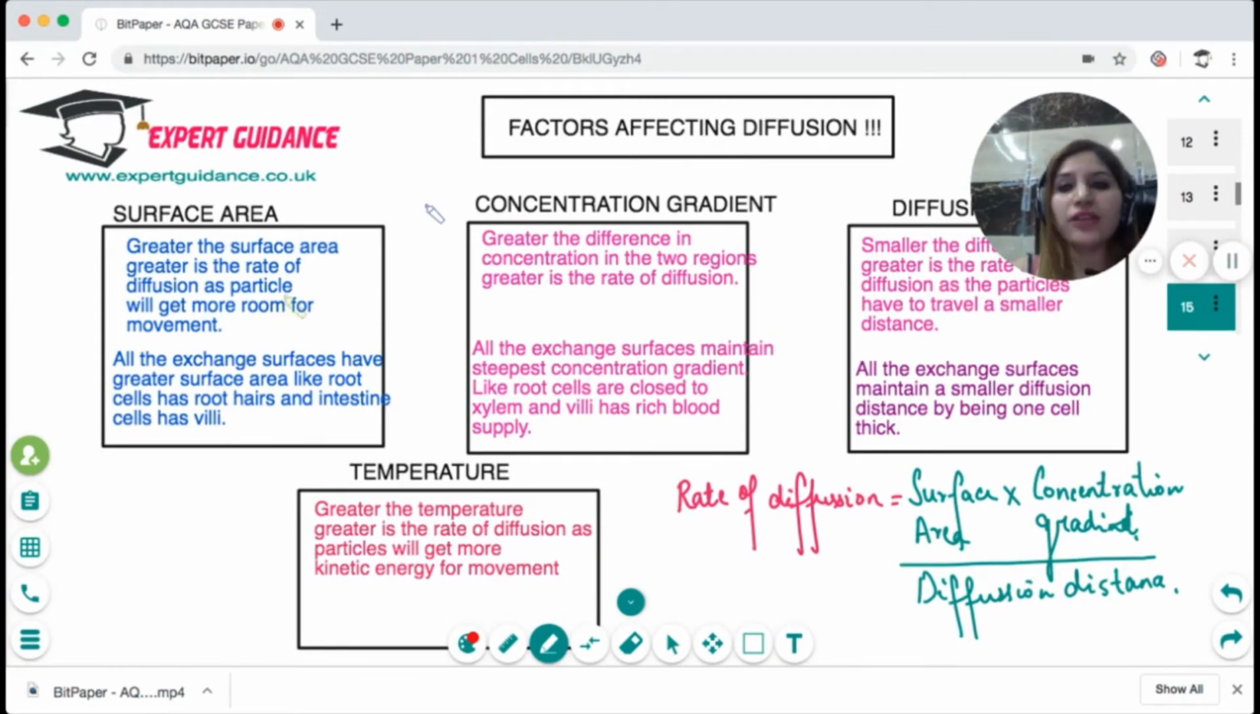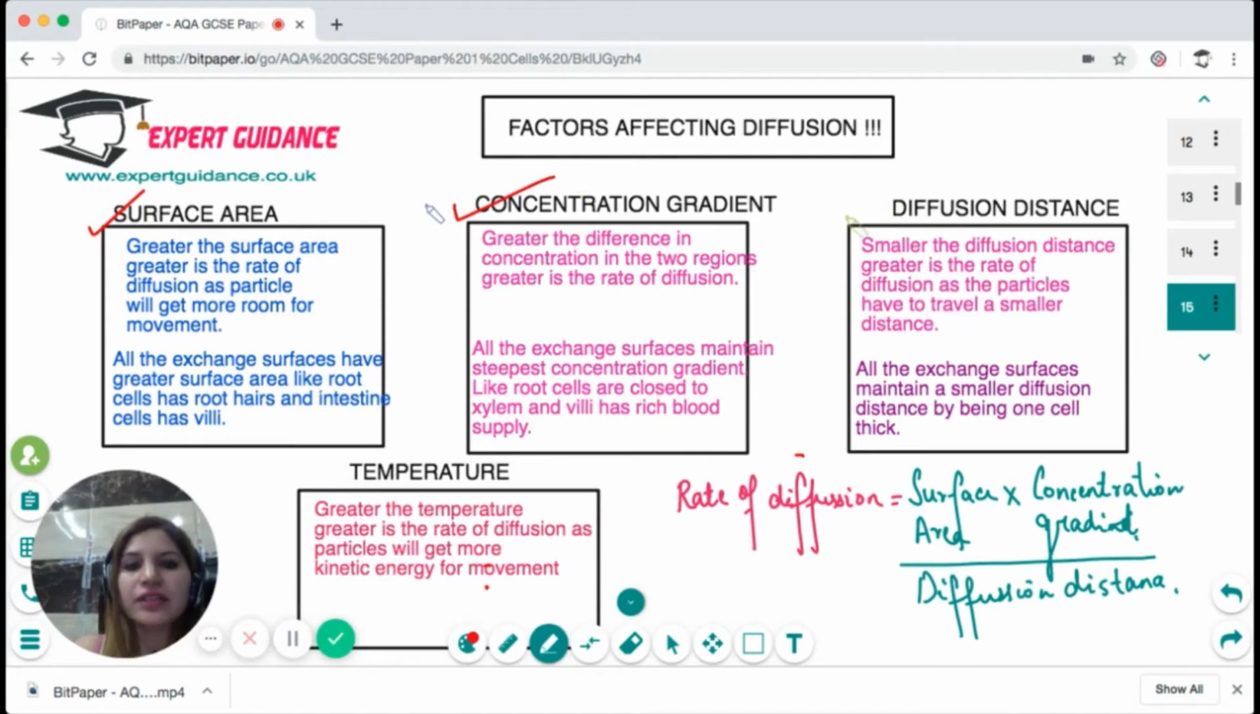Now, the diffusion is dependent on four important factors. One is the surface area. Second is the concentration gradient. Third is the diffusion distance. And fourth is the temperature.